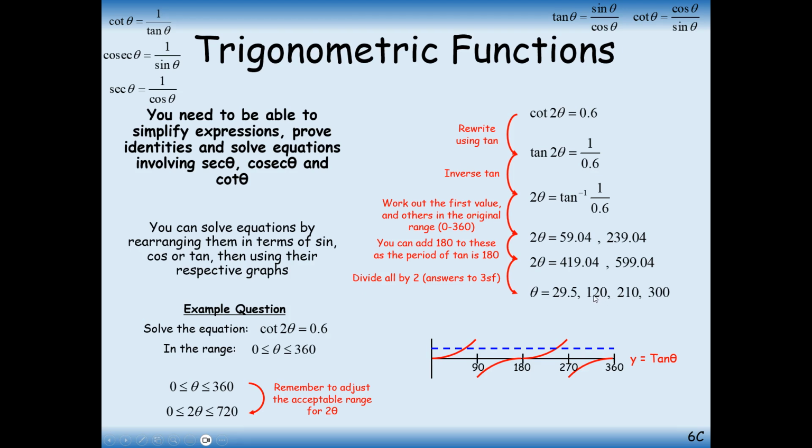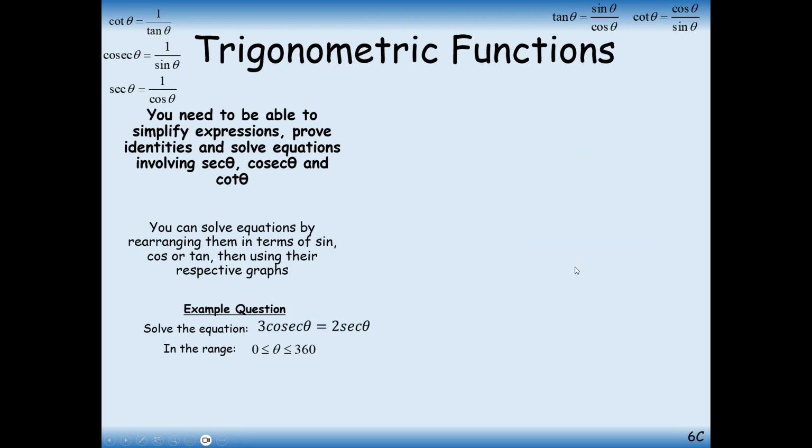Right, so in the next example, we are asked to solve the expression 3 cosec theta equals 2 sec theta. Well, we'll check the coefficient of theta in this question is 1, so we don't have to extend the range here. We'll leave that alone. So what is cosecant of theta? Cosecant is 1 over sine, my bad.